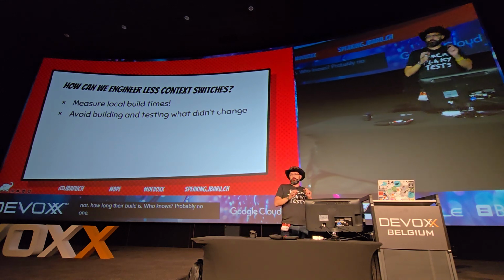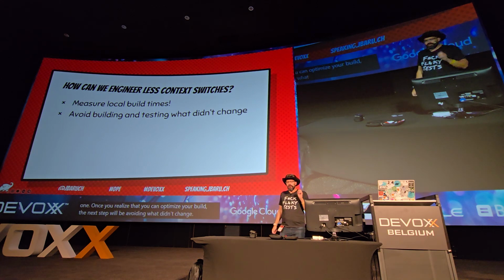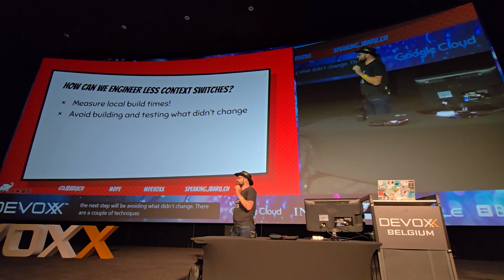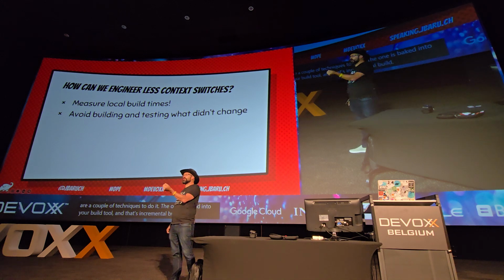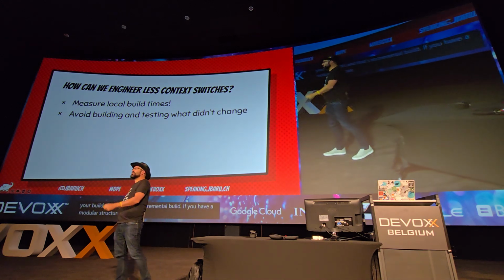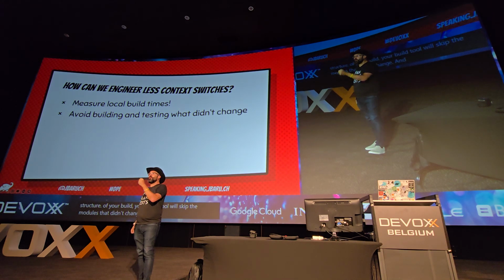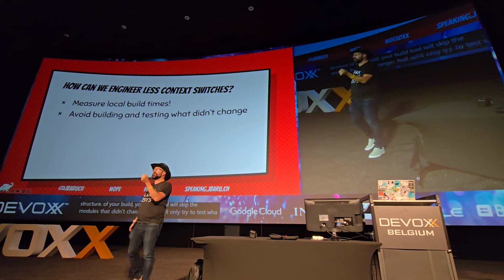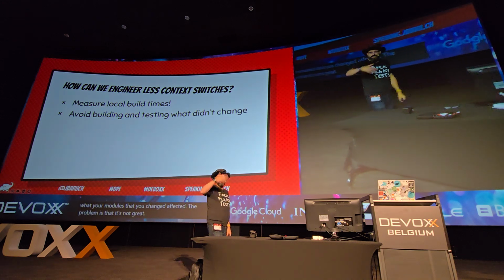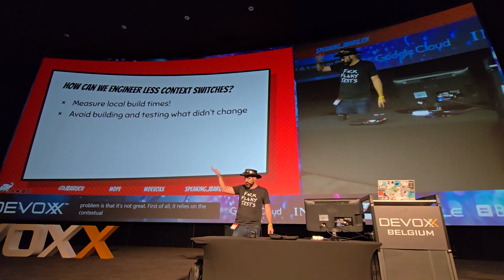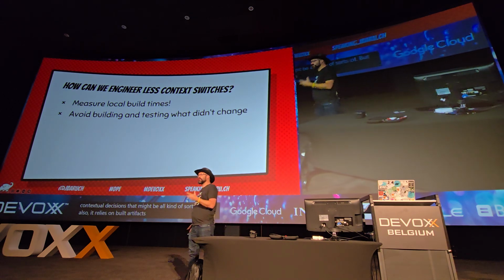Once you realize that you can optimize your build, the next step is avoiding what didn't change. There are a couple of techniques to do it. One is baked into your build tool, and that's incremental build. If you have a modular structure, your build tool will skip the modules that didn't change and will only test what the modules you changed affected. The problem is that it's not great. First of all, it relies on architectural decisions, and also it relies on build artifacts to realize what was built and what wasn't.